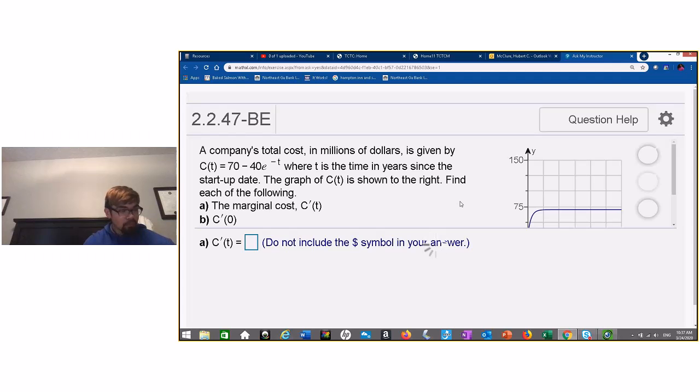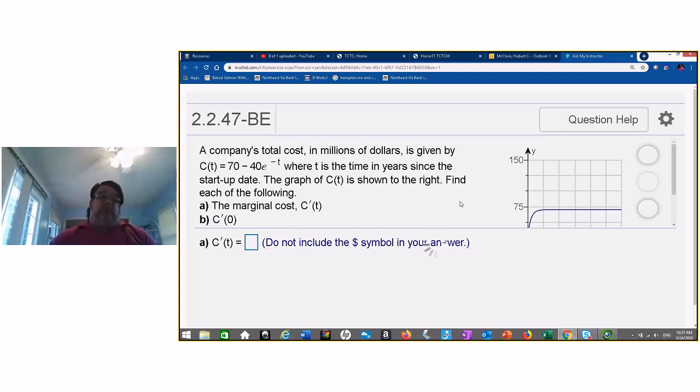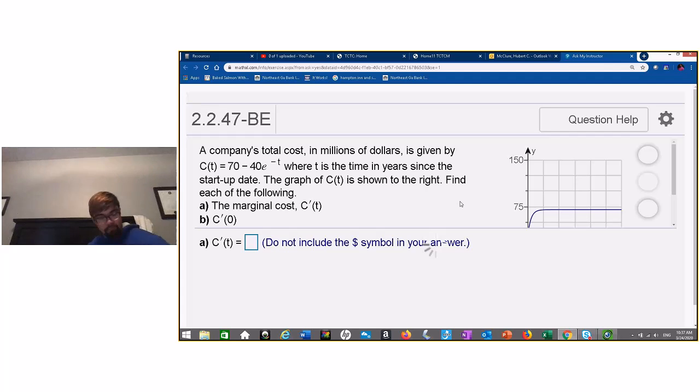All right, start the clock. And stop it when it comes up on your computer.